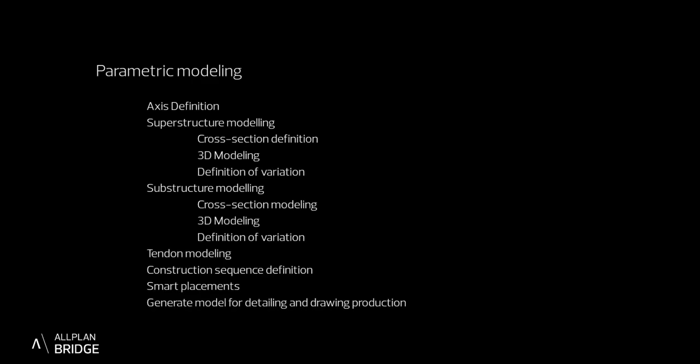In this webinar, we will parametrically model the bridge by following the shown steps. We will start with axis definition and then continue with the modeling of the superstructure and follow with the substructure elements modeling such as piles and piers. After that, we will model the tendons, define the construction sequence, define the smart placements, and finally transfer the bridge model to Alplan Engineering for further detailing and drawing production. So let's start with the first step and define the bridge axis.